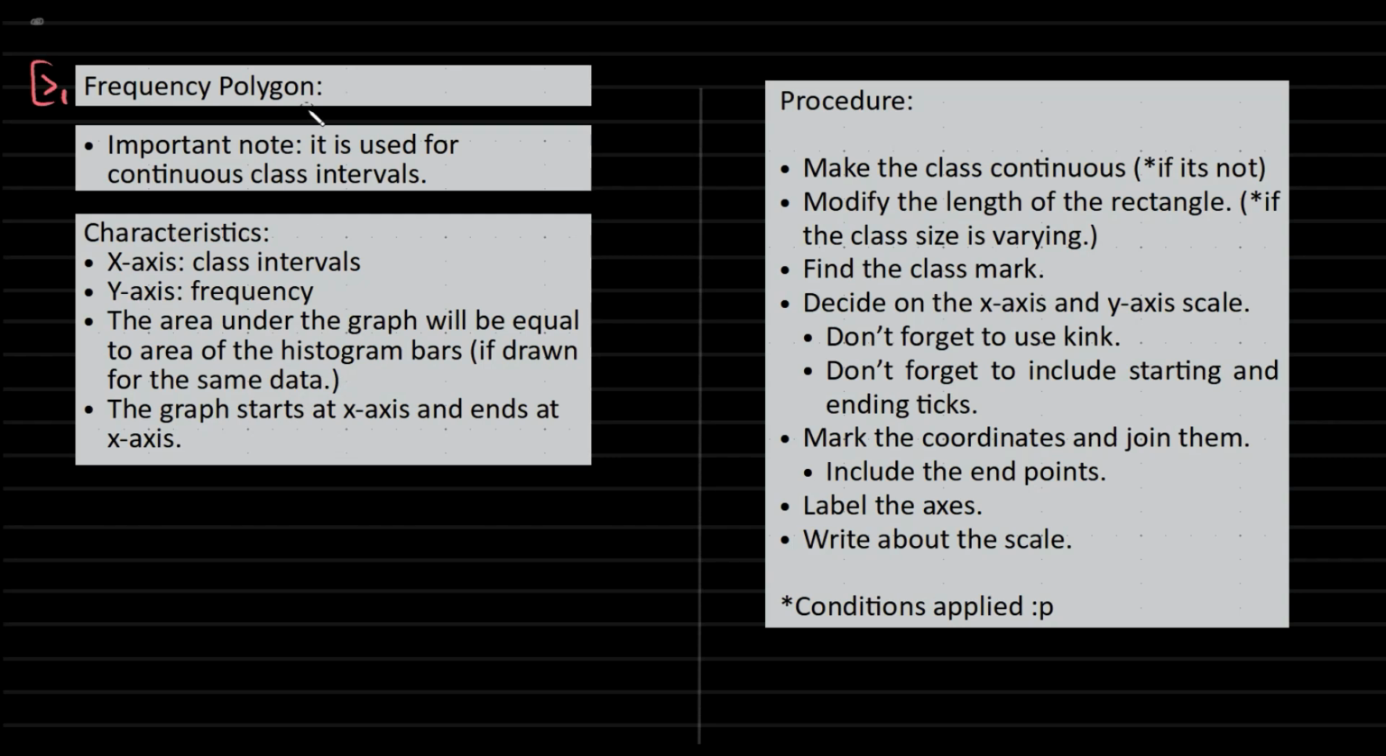Let's look into frequency polygon. First thing is we need to understand that it is used for continuous class interval depiction, a graphical representation. A few of the characteristics of frequency polygon are that along the x-axis we have the class intervals, and on the y-axis we have the frequency. The area under the graph will be equal to the area of the histogram bars if drawn for the same data. This you will understand in time.